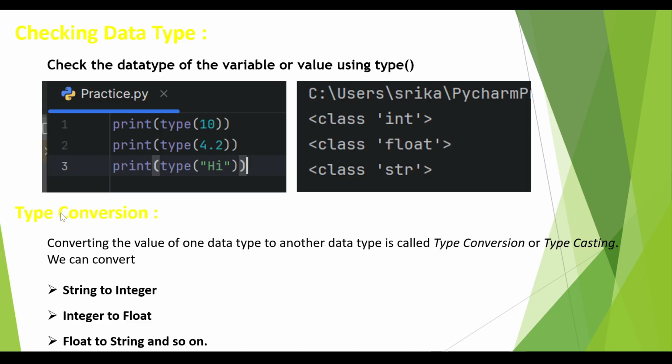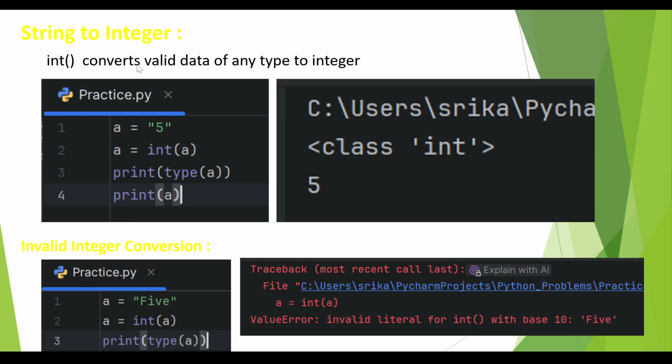See here, type conversion: converting the value of one data type to another data type is called type conversion or typecasting. String to integer, integer to float, float to string, and so on. Suppose double quotes are given; anything in between the double quotes is always a string.